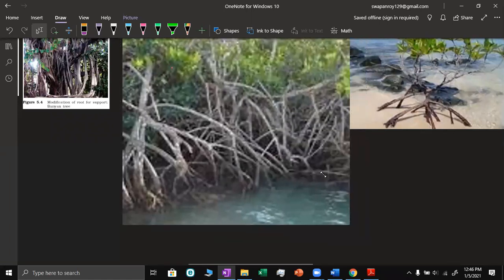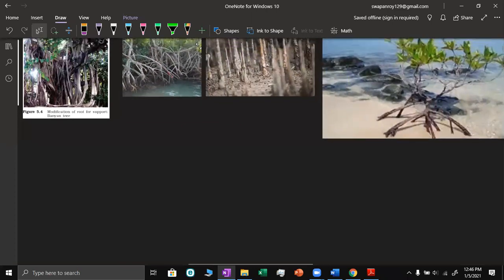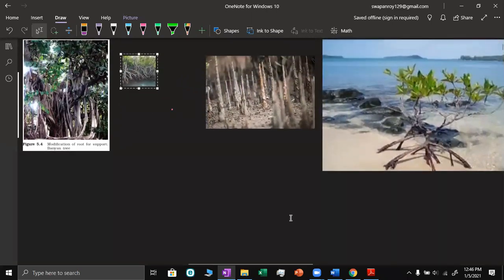This is mangroves. Here is another you can see, this one. Okay, this one you can see that the plant is standing on its feet, no? So many like feet, they are standing. So this is providing additional support because it is growing at the tidal zone near the sea. And these are the pneumatophores.